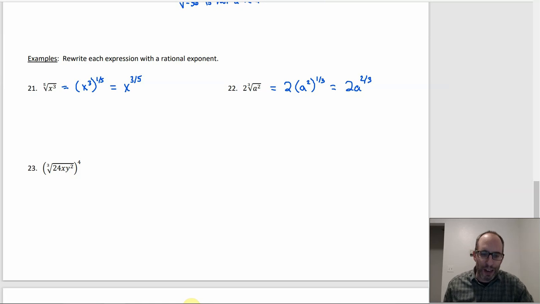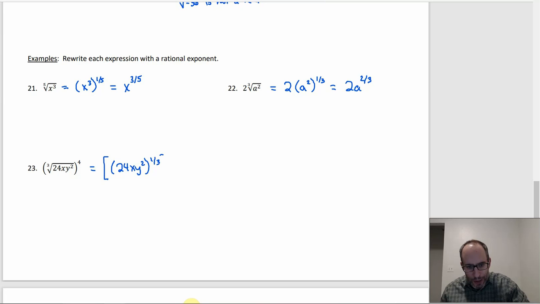23, it looks like we've got a lot going on under the radical, but let's see what we've got. So inside the parentheses, which I guess I'm going to have to write this with brackets. I'm going to need 2 sets of grouping symbols to get this to look right. So we've got 24xy squared to the 1/3, and then that's going to get raised to the 4th. We do have a power to a power again, so we can multiply them together and say that what we've got is 24xy squared to the 4/3.